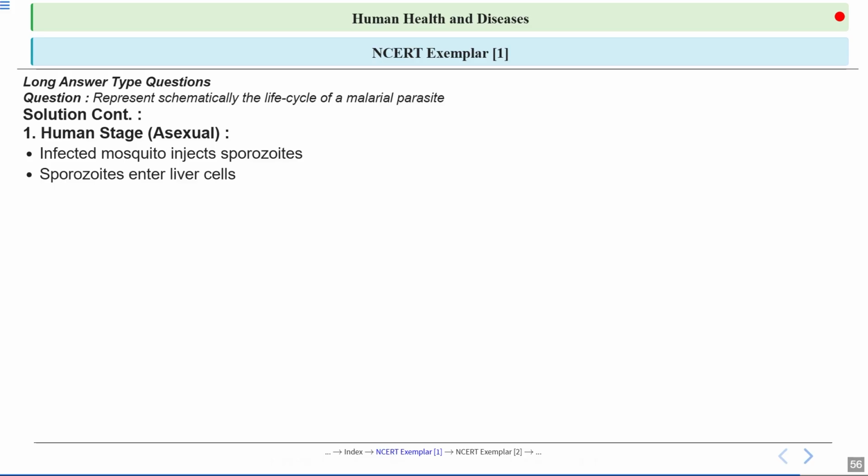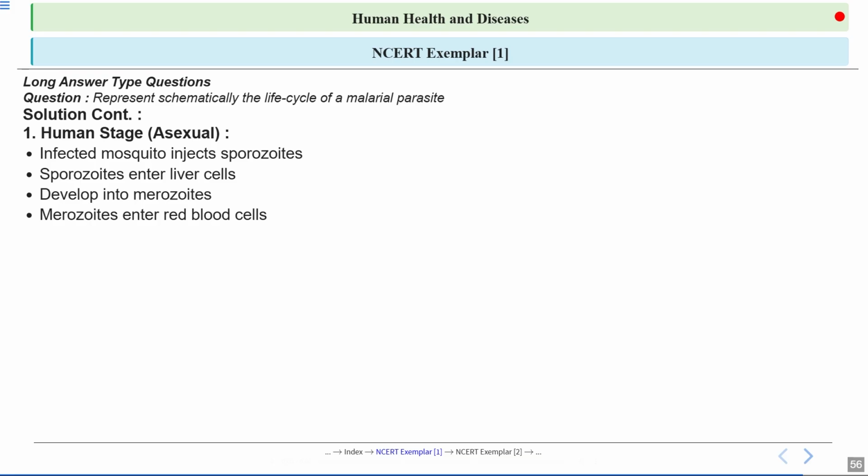Then the sporozoites travel through the bloodstream and enter into the liver cells. In the liver cells, they multiply by asexual reproduction. They form schizonts, and from the schizonts, merozoites are formed. Now these merozoites will enter into the red blood cells.